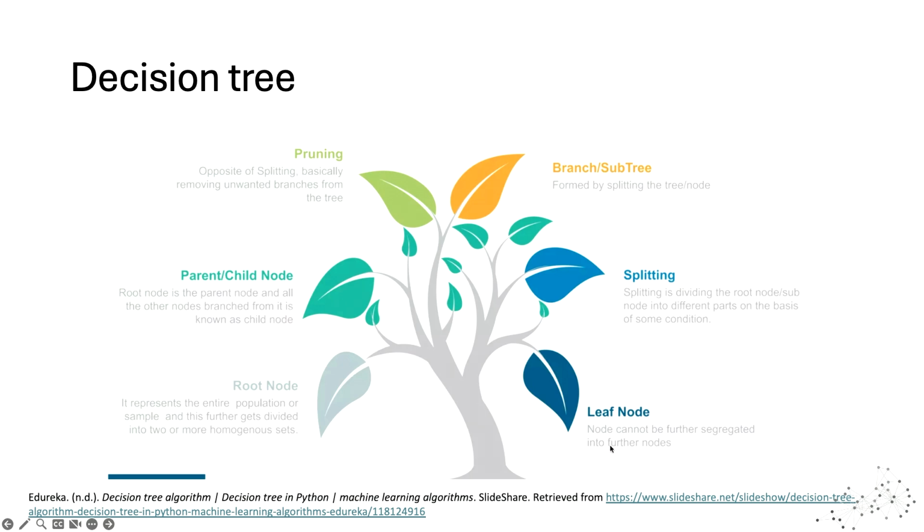And the branch nodes that cannot be split into further branches are called leaf nodes.